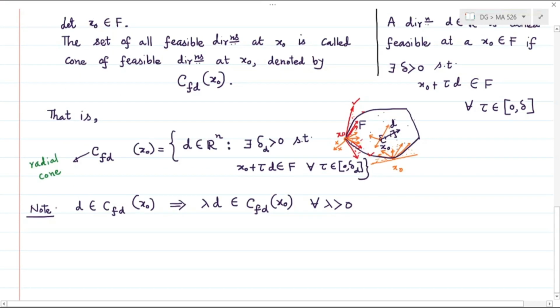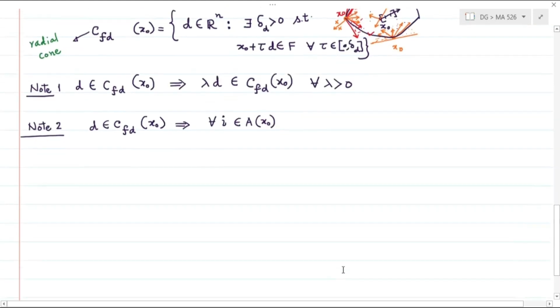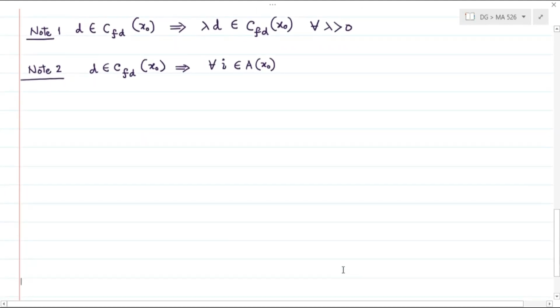Now let me put it as note 1. Now the next note: suppose you have d belonging to CFD at the point x naught. By the definition, what does it say? Then it says that for all i belonging to the active set A(x naught), by that what do we mean? By that we mean gi(x naught) is equal to 0, right? So here you have gi(x naught) is equal to 0.